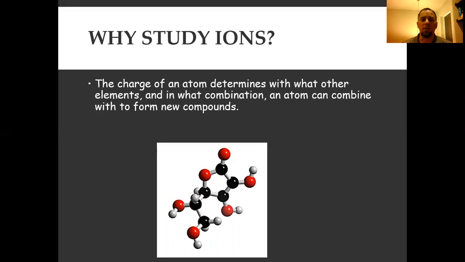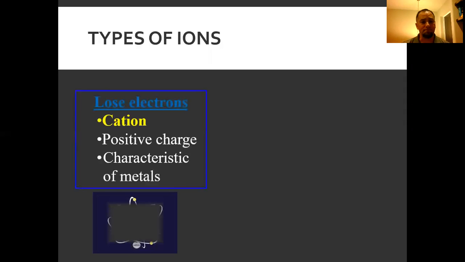So why should we study ions? The charge of an atom determines what other elements and in what combination that atom can combine with to form new compounds. As I mentioned, a lot of ions we see and use every day. Salts are a really common one that we see and use all the time. Ions are in our body and things like that. So a lot of exposure we have to ions daily.